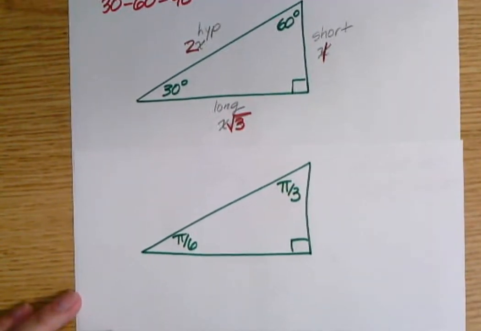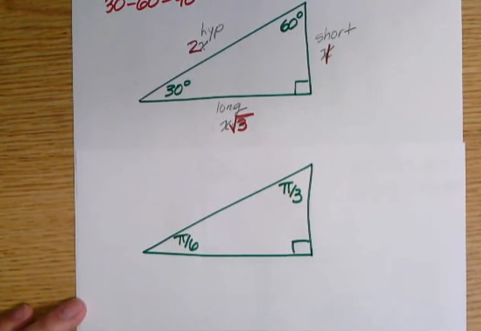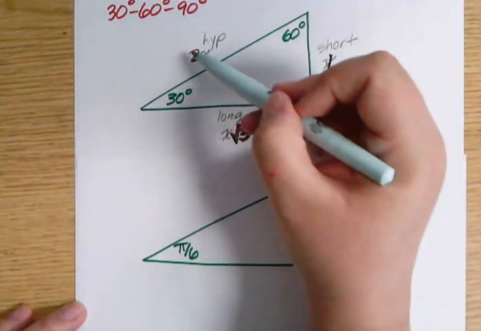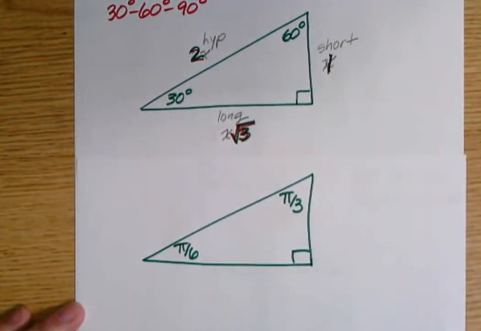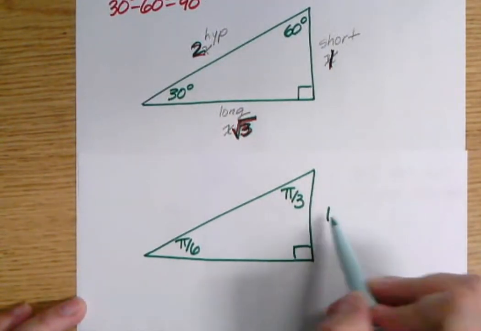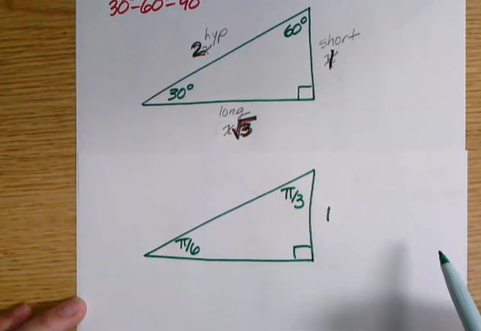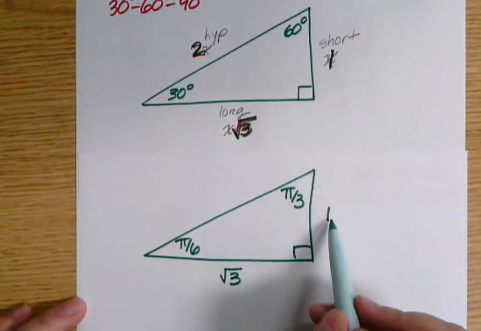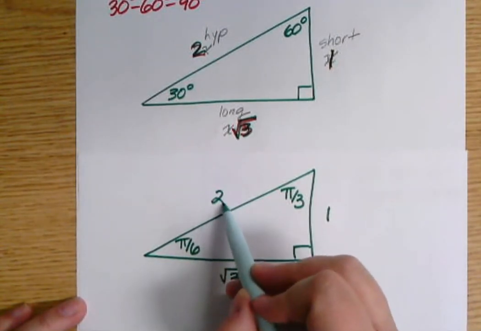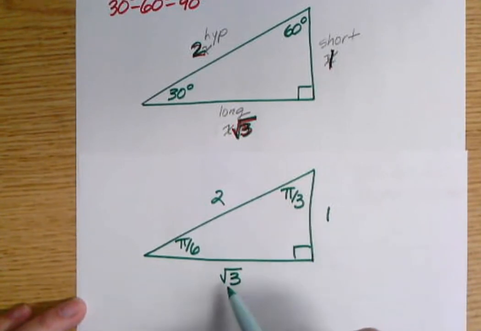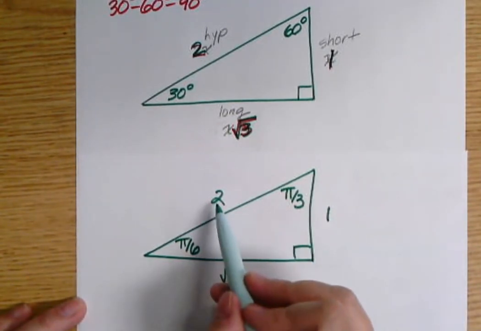Now, let's take that a step farther, and you could just as easily use the 1, the square root of 3, and the 2, so let's do that. Okay, so if the short leg is 1, then the long leg is 1 times square root of 3. If the short leg is 1, then the hypotenuse is 2. Now, this is all based on whatever the short leg is. So if this was 4, it would be 4 times square root of 3, and 8.